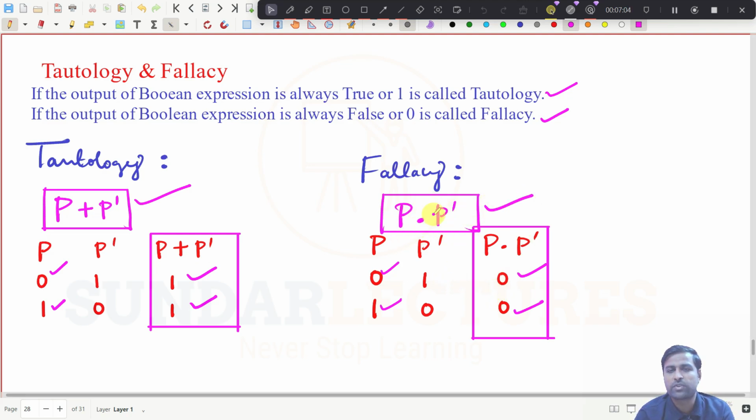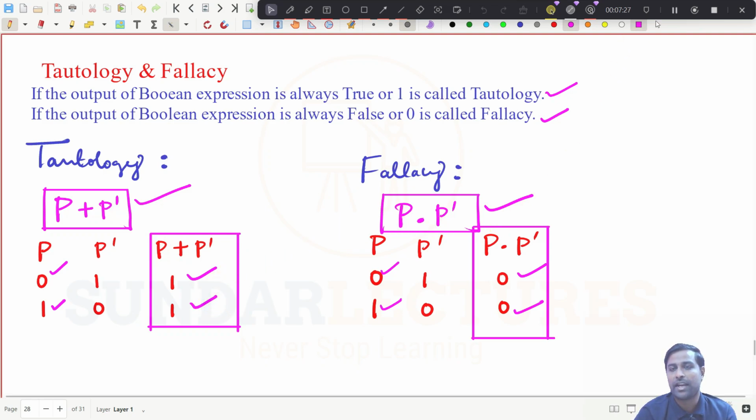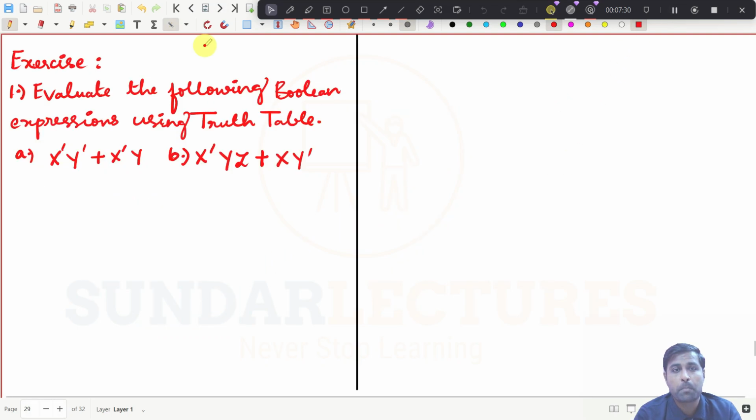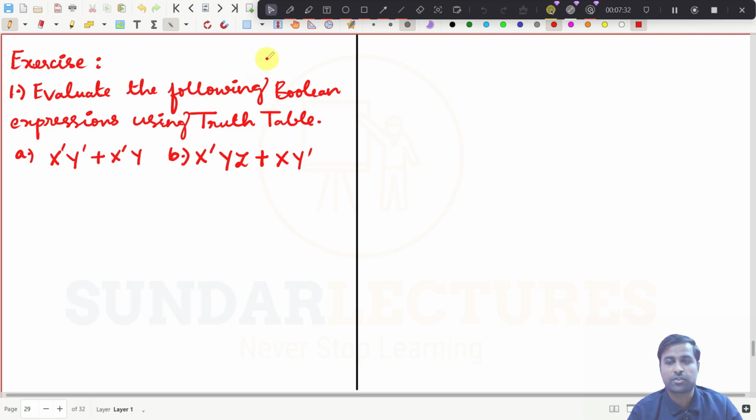So if you see this one, you generally put 0, you don't need to do anything. If you see any expression and you find p dot p bar, then obviously you put 0. And if you see any p plus p bar, then you have to put it as 1. So that is the whole idea. See the next one, we will take some exercises to understand things well.